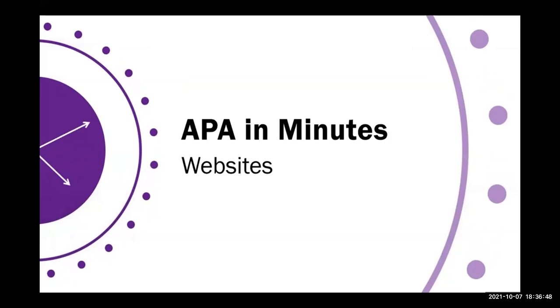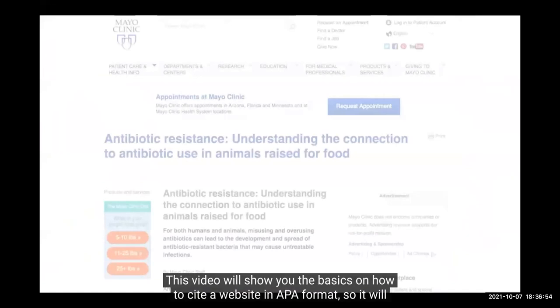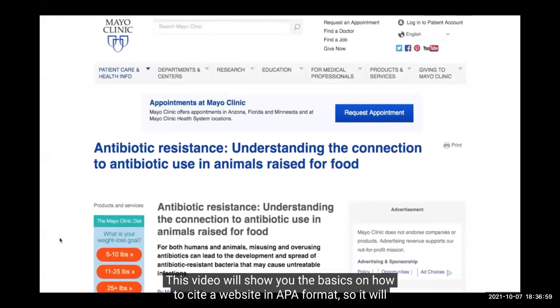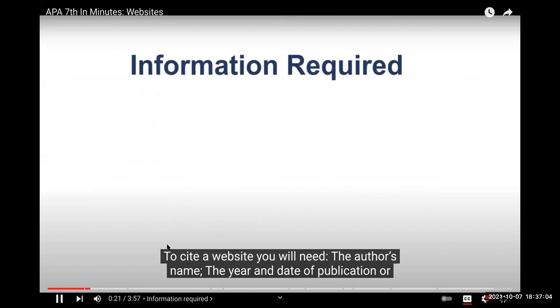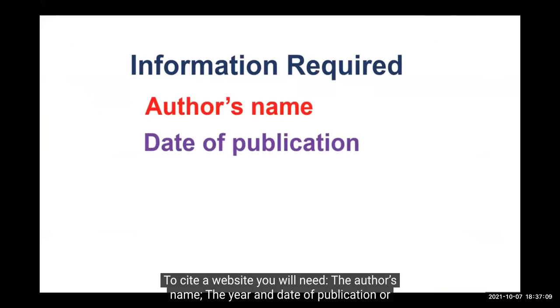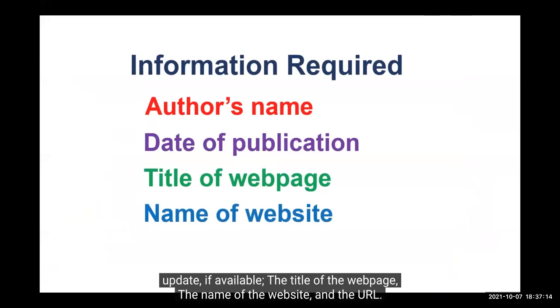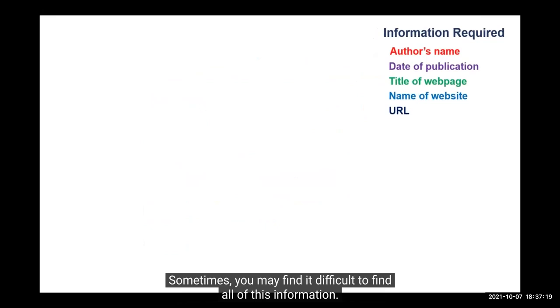This is Humber Library's APA in Minutes. This video will show you the basics on how to cite a website in APA format. So it will end up looking like this. To cite a website, you will need the author's name, the year and date of publication or update, if available, the title of the web page, the name of the website, and the URL. Sometimes you may find it difficult to find all of this information. Be sure to look carefully throughout the website.